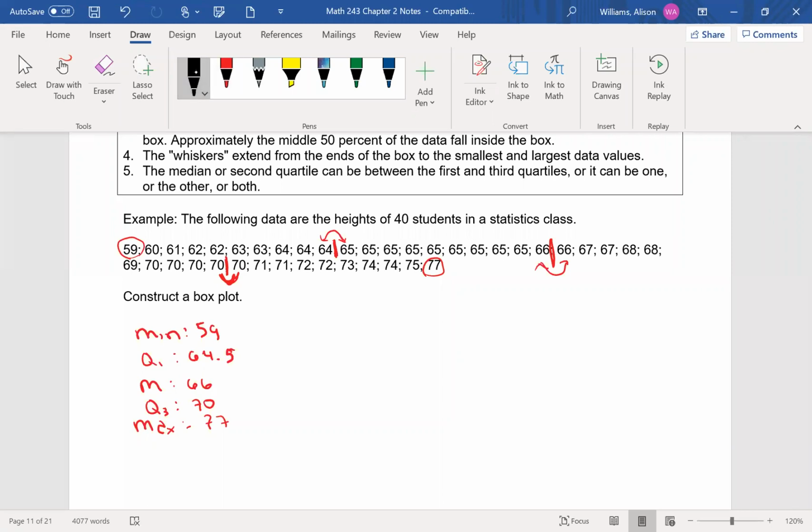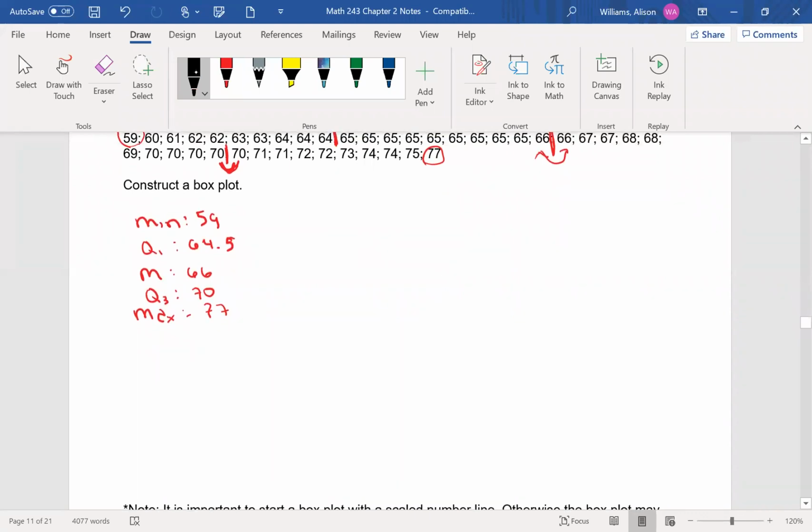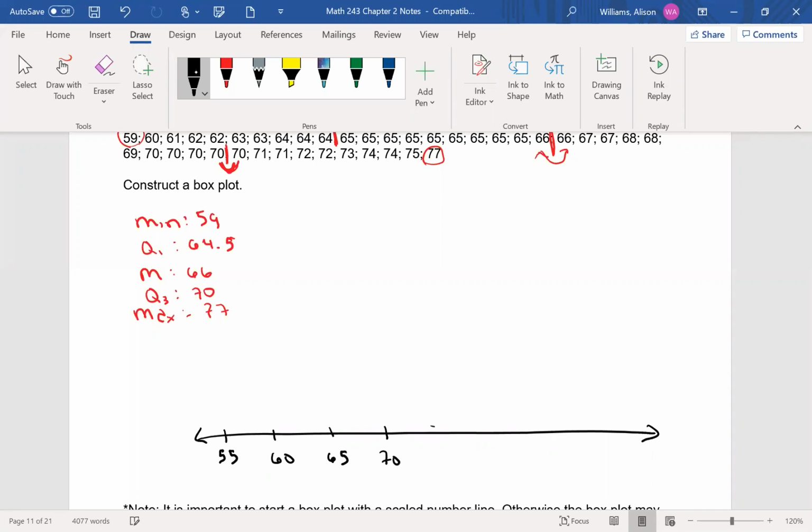So first thing I'm going to do is I'm going to draw a number line here. And since my lowest value is 59 and my highest value is 77, I think I'll go by fives. I think that's reasonable. So that'll be 55. I'll go lower than my lowest point. 60, 65, 70, 75, 80. Okay, so I did a little bit smaller than necessary. That's fine. Just going to go ahead and shorten my number line.